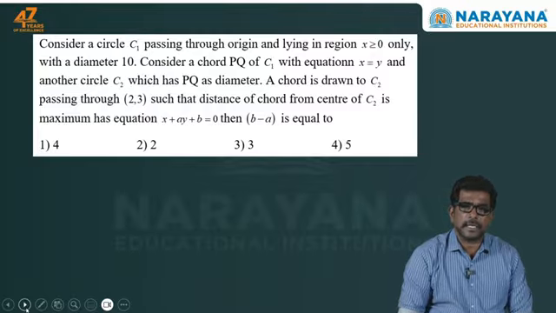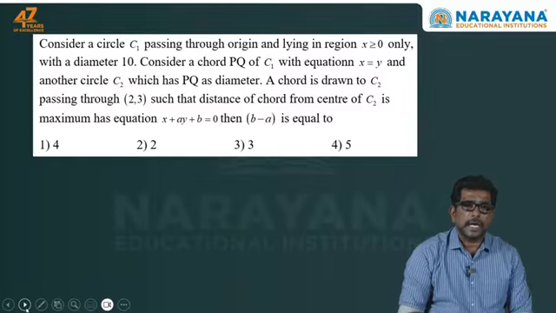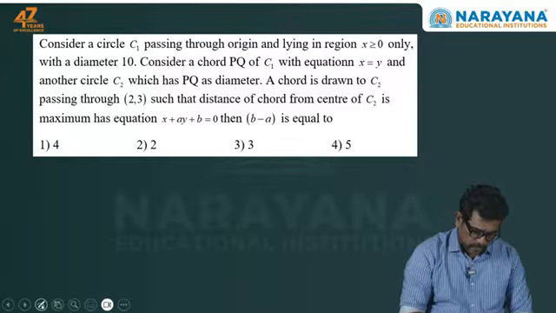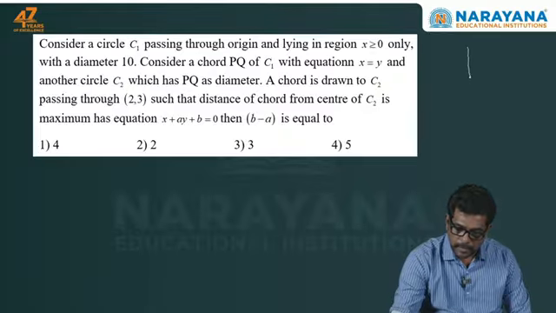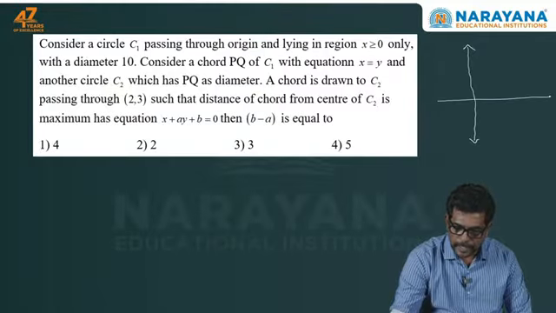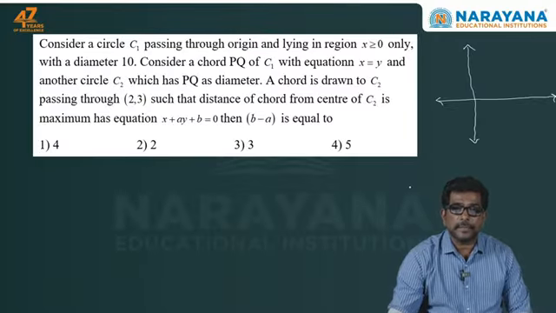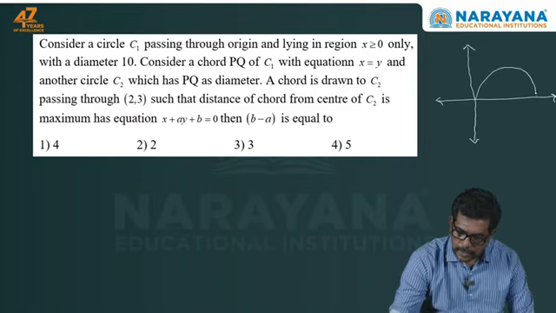The problem is related to circles and the relative position of two circles. The two circles are intersecting. The first circle is passing through the origin and has diameter 10. So we try to draw the diagram for this one. The diagram is like this: the y-axis and the x-axis. The first circle is passing through the origin with a diameter of 10. Passing through the origin, the circle is like this.